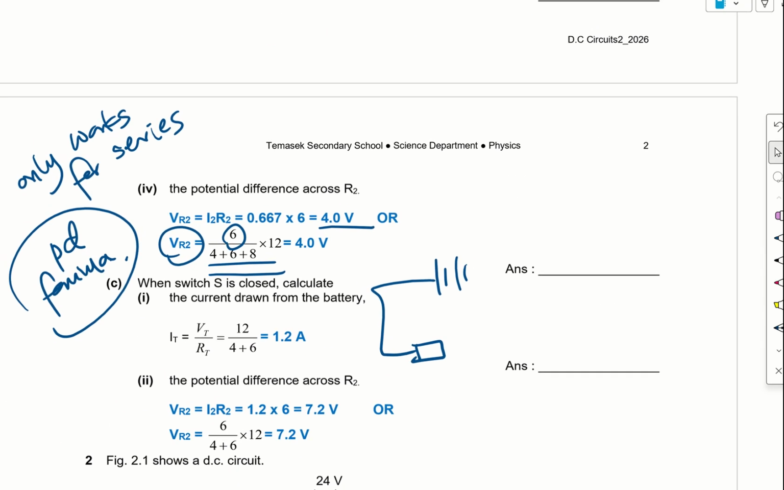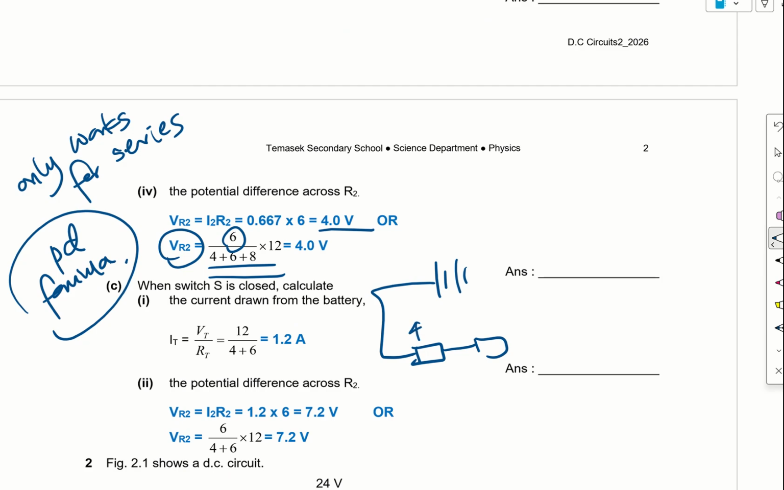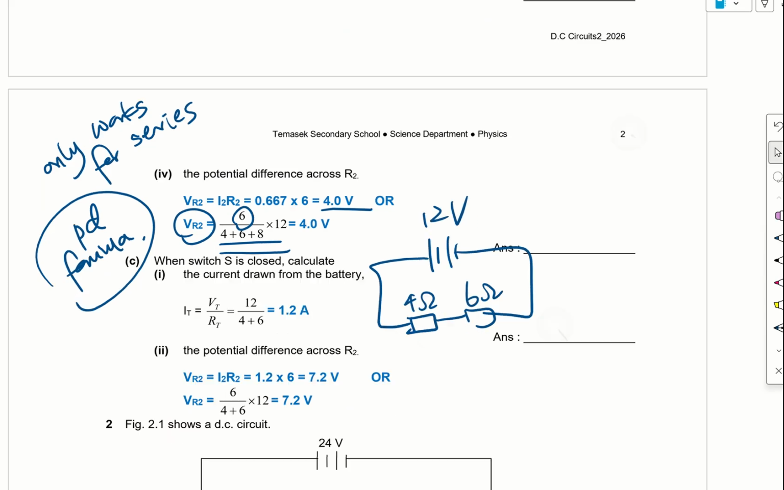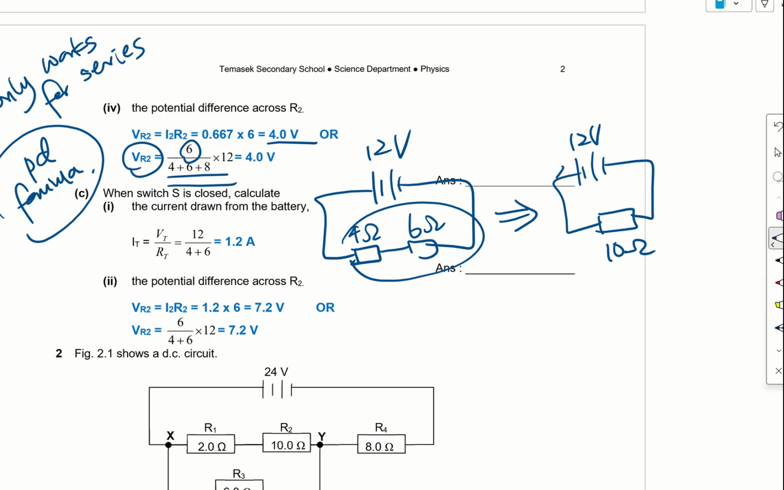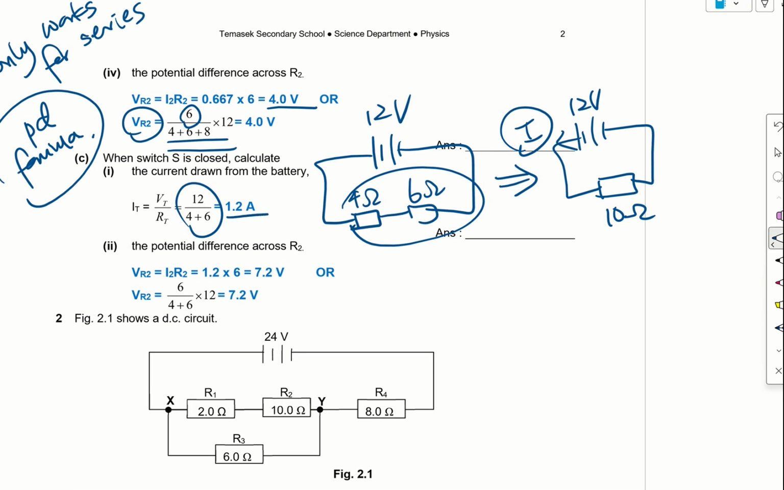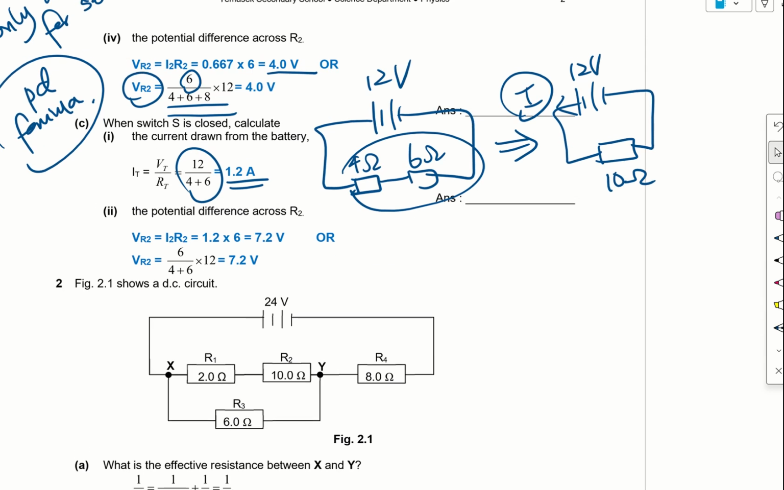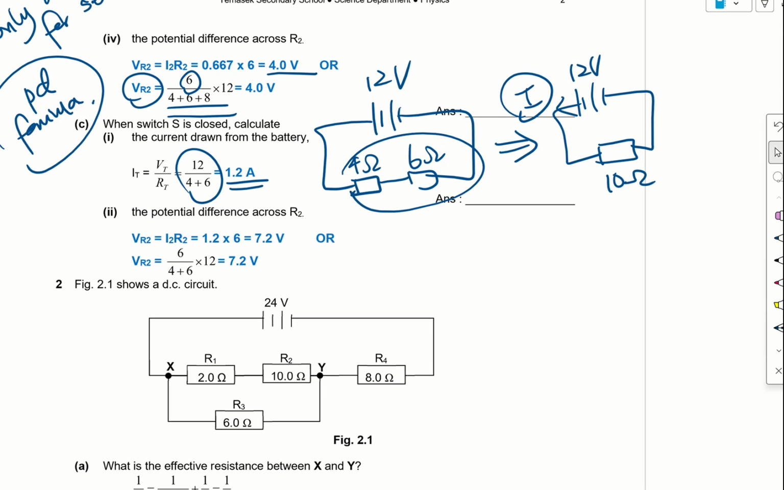That means I can redraw the circuit as 4 ohm, 6 ohm, and 12 volts. Okay, so I can continue to simplify this circuit because they are now connected in series. I can add them up, and so I can then calculate the current, which is 12 divided by 4 plus 6, which is 10 ohm. I'll get 1.2 ampere.